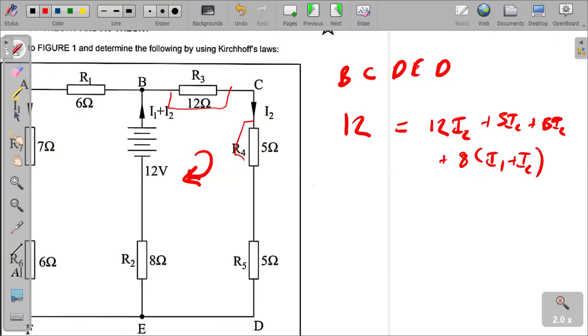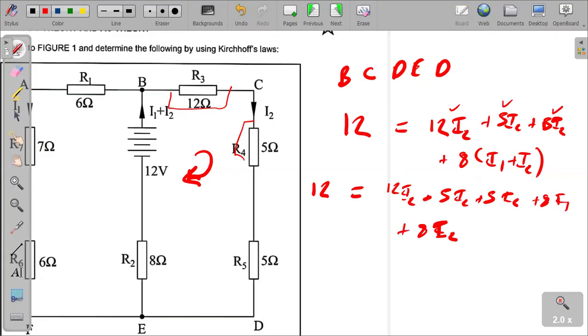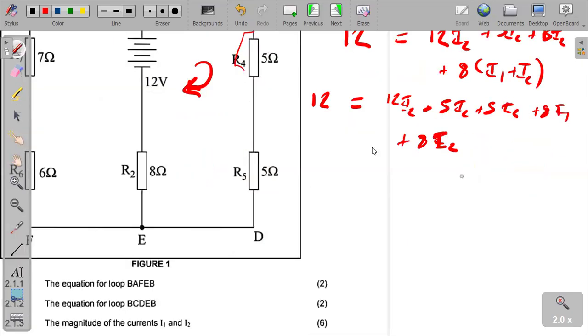So 12 is equal to, so we can therefore add 12 I2 plus 5 I2, of course, plus 5 I2 again, and of course, plus 8 I1 plus 8 I2. Right, just a simplification that I've done of that bracket. So it means we end up having 8 I1 plus 13 I2. That's another one. Now, determine the magnitude.